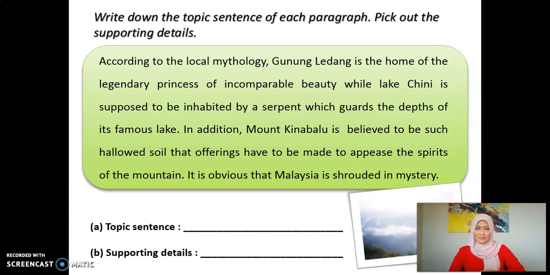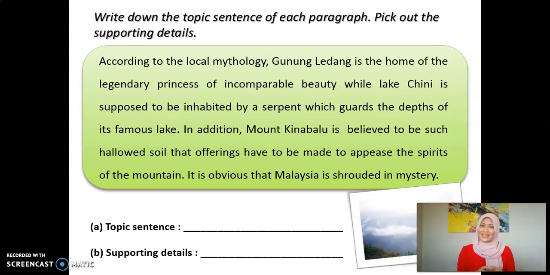So class, clear? Let's try these exercises together, in which you need to identify which sentence is your topic sentence and which statements are your supporting details. Shall we try together for exercise 1?